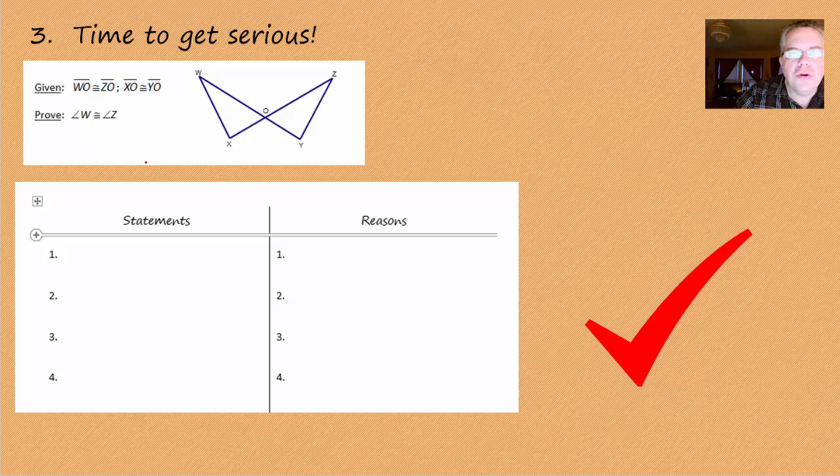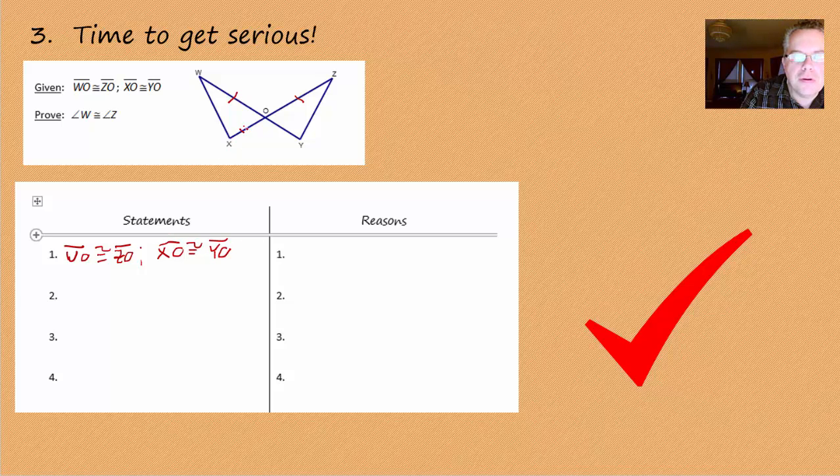Here we go. We're going to go ahead and prove these are congruent. We can write these two givens in one line. We're given that WO is congruent to ZO. Those are those sides. And we're also given that XO is congruent to YO.